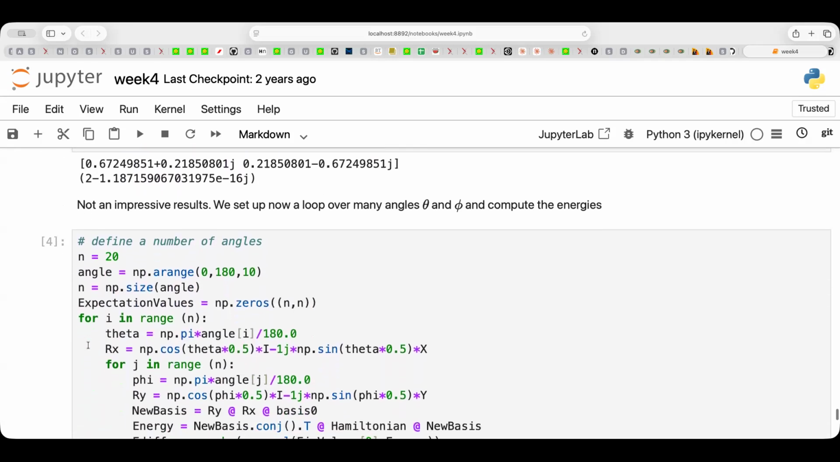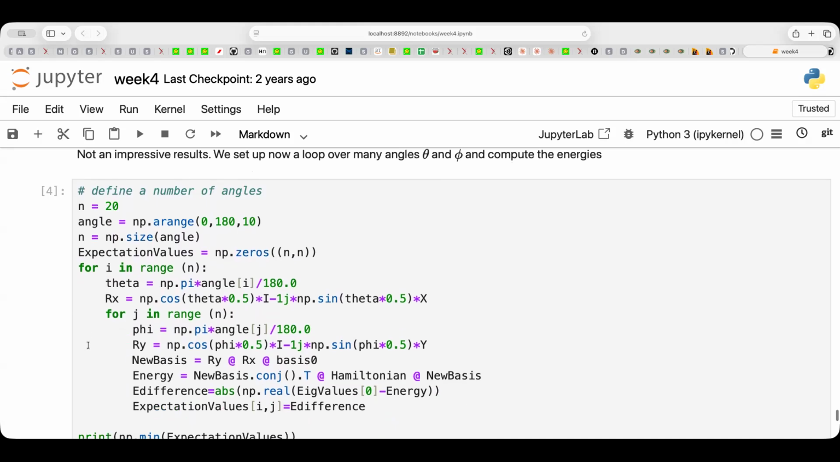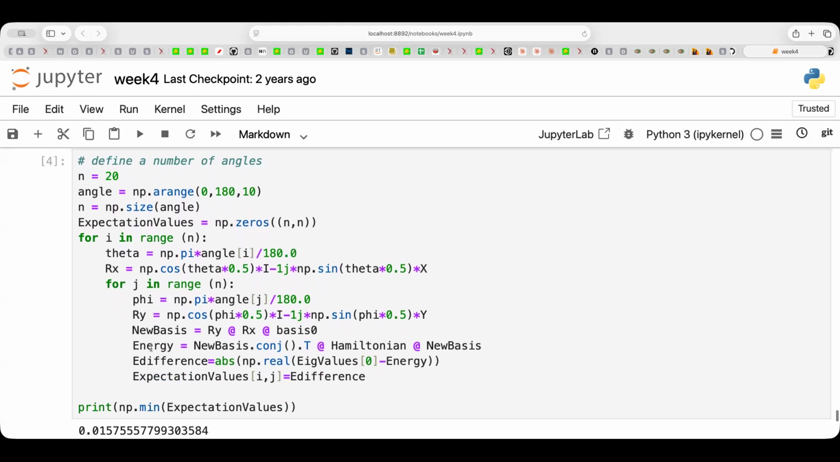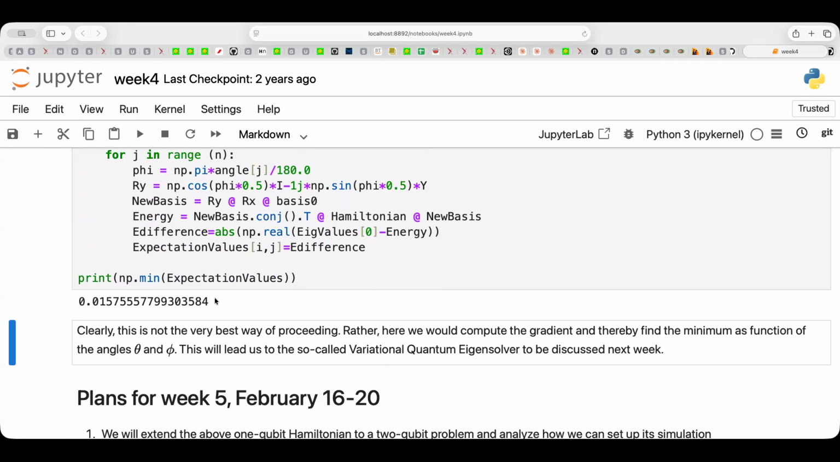So what I'm doing next, I insist on this brute force way. There's no optimization. So now I pick randomly 20 values for the angles. And what I do then, I pick the angles, I perform the Rx, I do the Ry transformation, and then I calculate the new basis, and I simply calculate the expectation value, and then I calculate the difference between the exact one and this expectation value. So this is still very brute force, but you see now that I actually pick one which has a very small difference.